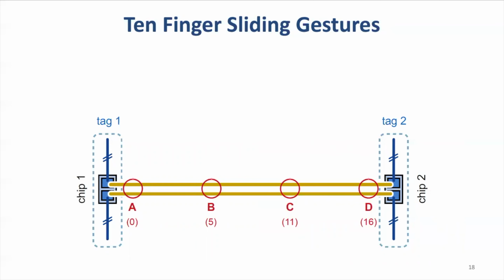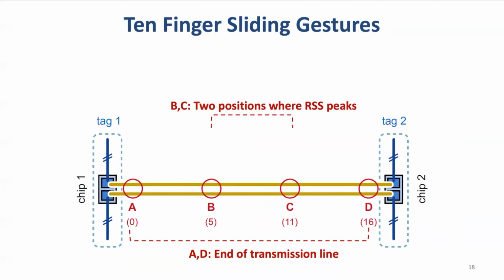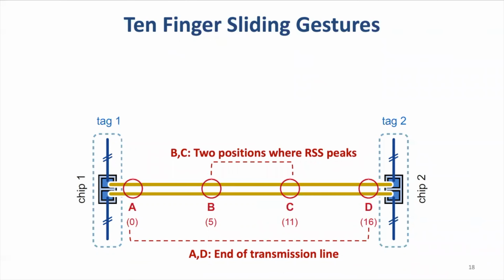Motivated by the 2 observations, we define 3 sections along the transmission line. Specifically, in this figure, A and D are 2 endpoints of the transmission line. B and C are 2 positions where RSS peaks.